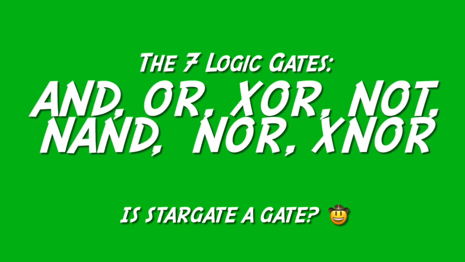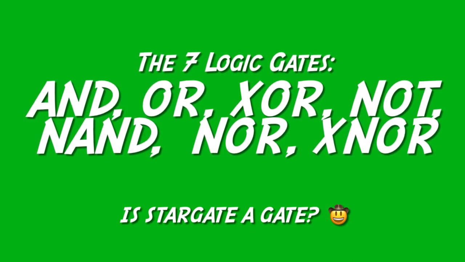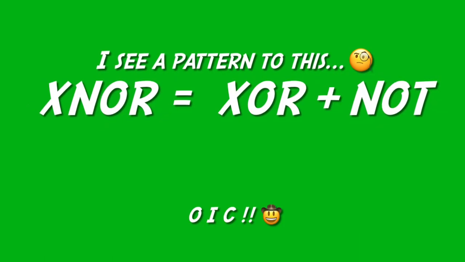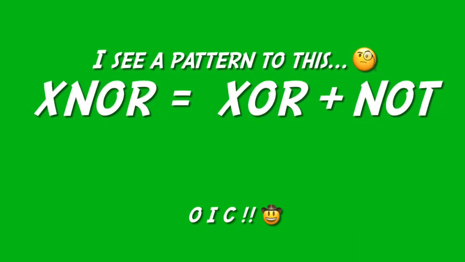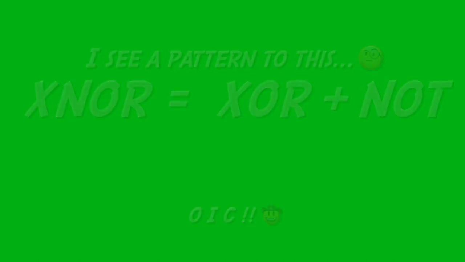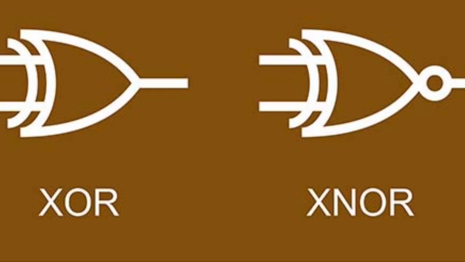As we discussed last week, the N in XNOR stands for NOT. So an XNOR gate is an XOR gate combined with a NOT gate. We also noticed that the symbol for the XNOR gate is a combination of the XOR and NOT circuit symbols.